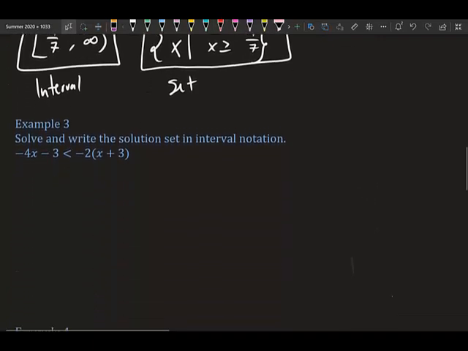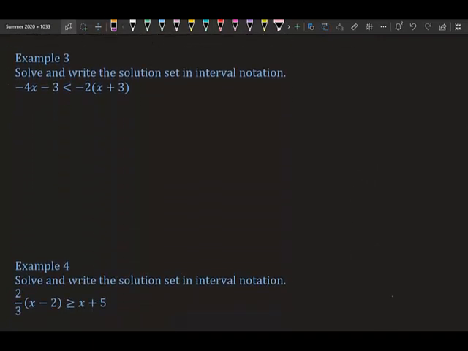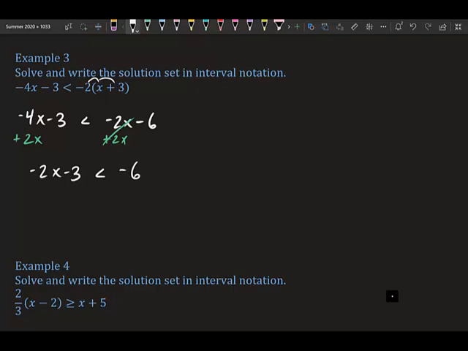Example 3. Solve, and we're going to write it in interval notation. So first things first, we need to distribute. So we have negative 4x minus 3 is less than negative 2x minus 6. Now we need to combine like terms or get x's together. So I need to get x's on the same side, and I like it to be on the left. So I'm going to add 2x to both sides. So when we do, we have negative 2x minus 3 is less than negative 6.